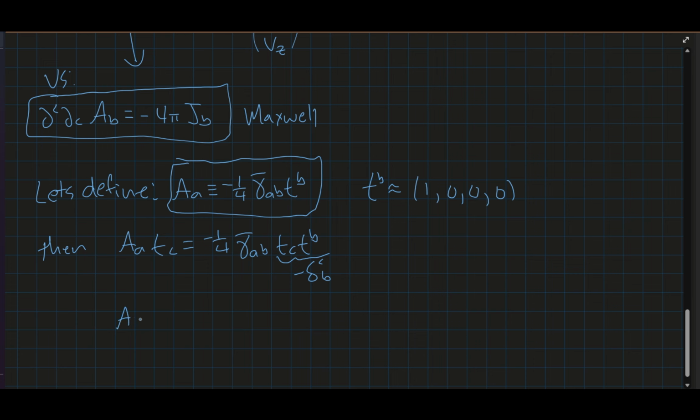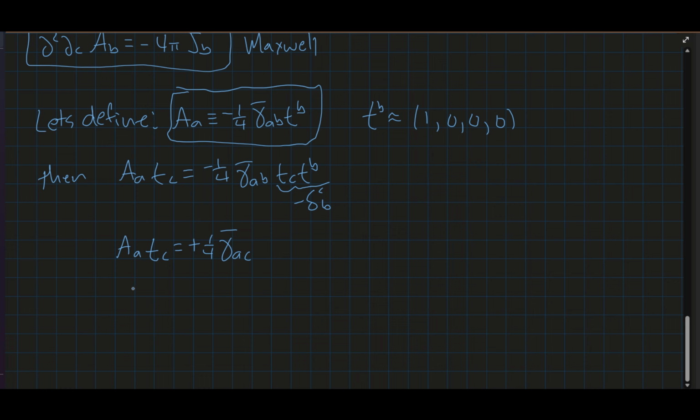that AATC is -1/4 gamma bar AC. And sorry, this shouldn't be a minus anymore. This is going to be a plus from the minus sign here. Now, let's see what we can do. If we raise a C and make it into an A on both sides, we end up with something like this. We'd use the metric to do that, but I'm just going to skip that step, and we get a gamma bar here. We get an AA.